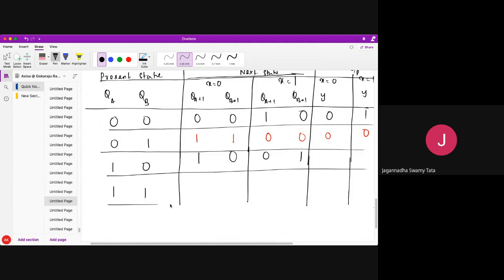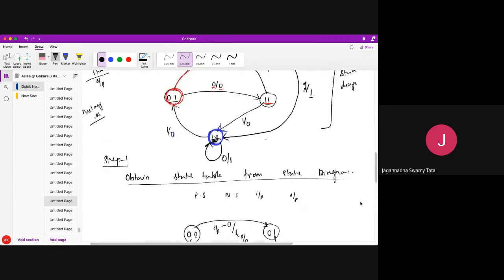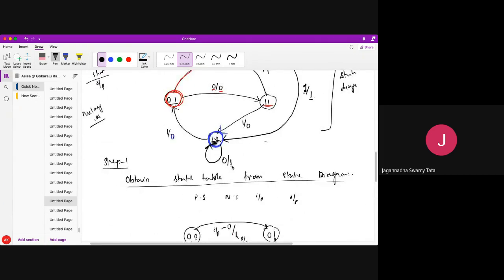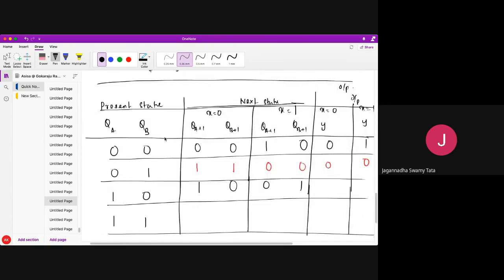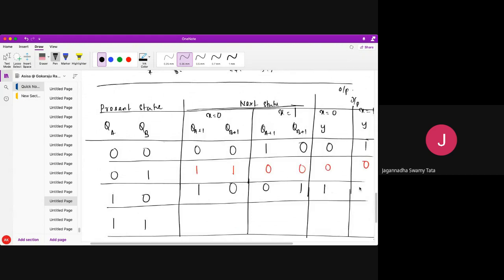Now what is my output? For input 0, output is 1. For input 1, output is 0. For input 0, output is 1. For input 1, output is 0.